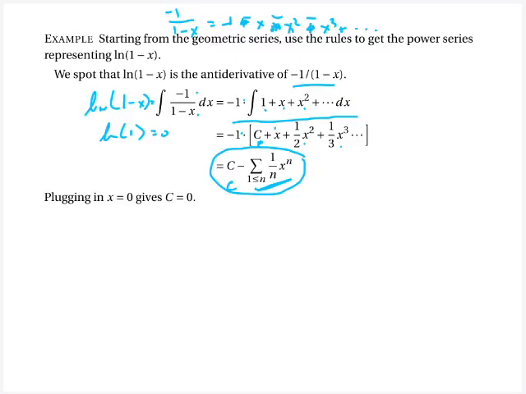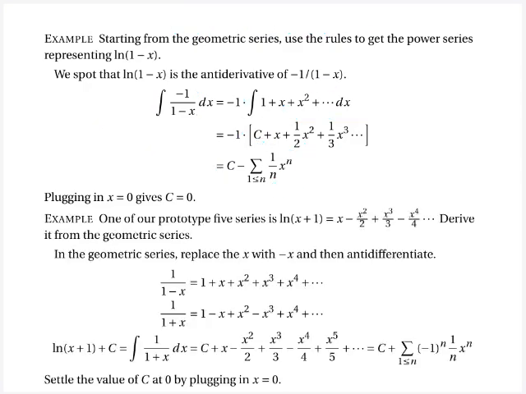Okay, so I manipulated the geometric series to get another series using the rules, and the rules are only allowed because we're looking at absolute convergence inside the radius of convergence. Okay, not going to do tons more, but a couple more. One of our prototype series is ln of x plus 1 equals this expression here. I want to derive it from the geometric series, of course, using the rules.